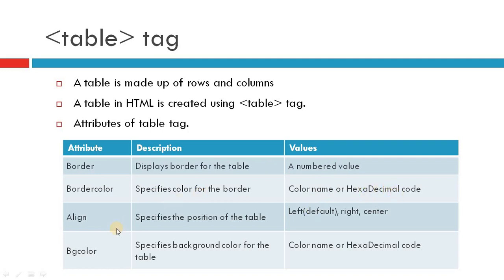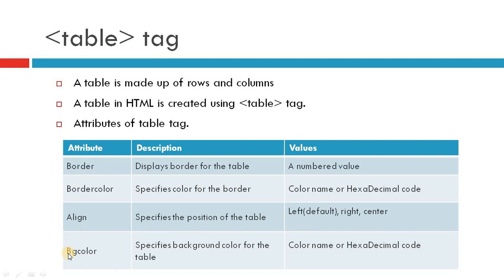The third attribute is align. The align attribute is used to specify the position of the table. Align attribute has three values: left, right, or center. The default value is left. If we use align attribute, then we can see the table aligned to a specific position on the web page.